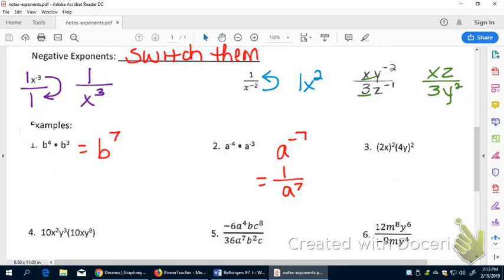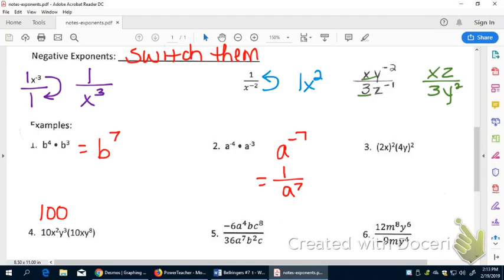Okay, I'm going to skip on down to 4, and then we'll come back to 3. So number 4 is a multiplying problem like 1 and 2 because all these things are just multiplied together. What do I do with the 10 and the 10? Multiply. I'm going to put the answer above it just because I have room there.